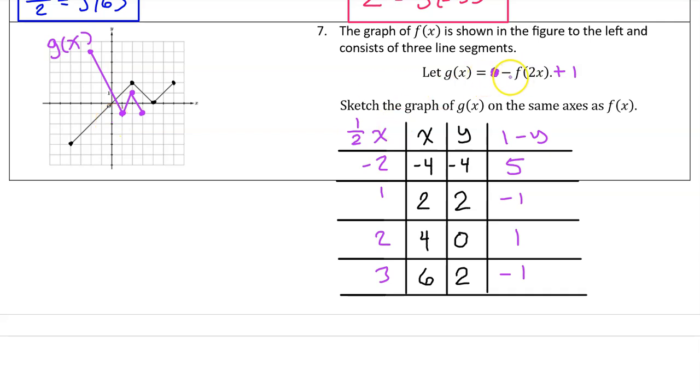This negative sign is a reflection over the x-axis. So the purple graph should be upside down compared to the original graph, and you can see that it has been flipped. The translation by +1 is a little bit harder to see because the graph is upside down. So it looks like maybe it has been shifted down 1, but that's just because it's upside down. It really was shifted up 1 and then reflected.